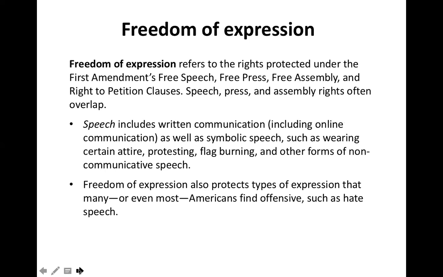Speech includes written communication, including the internet, as well as symbolic speech and non-communicative speech. Symbolic speech would be wearing a black band around your arm, flag burning, and burning the American flag. Non-communicative would be turning your back. So freedom of expression also protects types of expression that many or most people find offensive, such as hate speech. Just because it's not nice doesn't mean it's illegal.